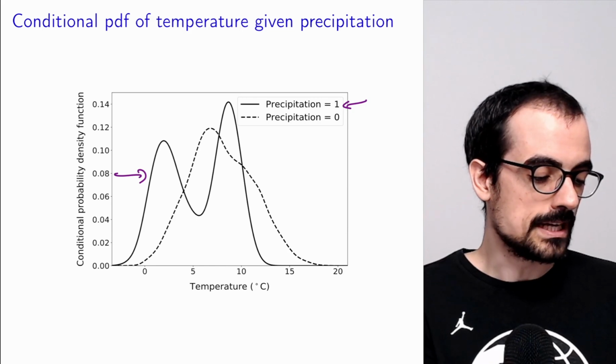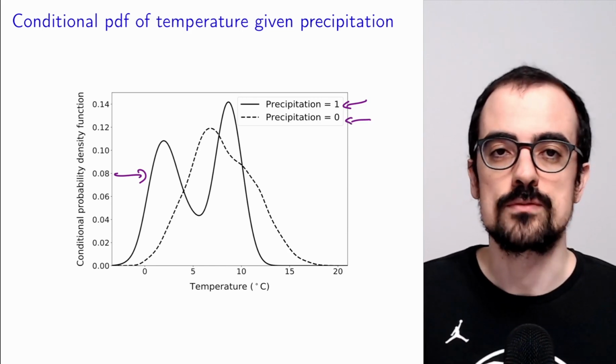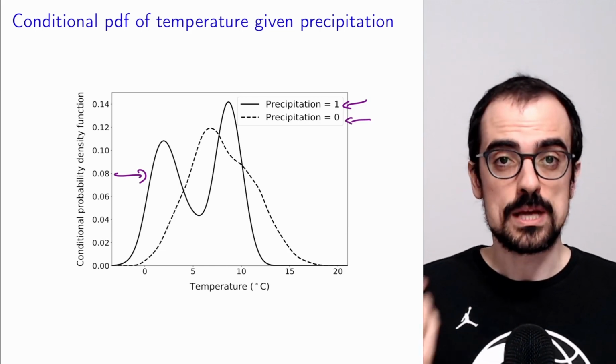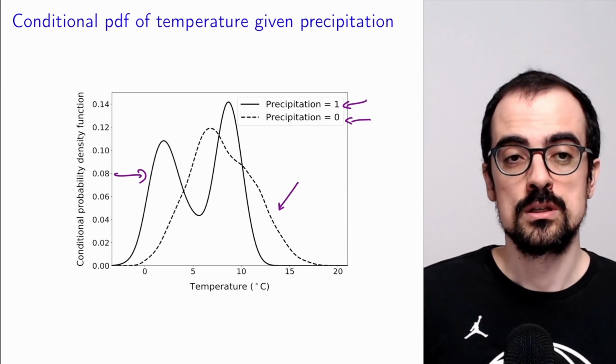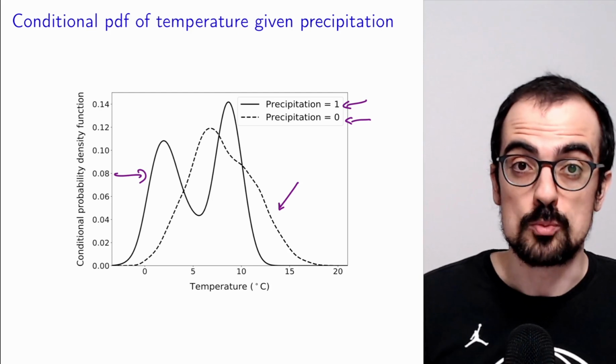How do we compute the other conditional PDF? We just check the points for which there is no precipitation. We apply kernel density estimation to those points. Boom, we get the conditional PDF given no precipitation.